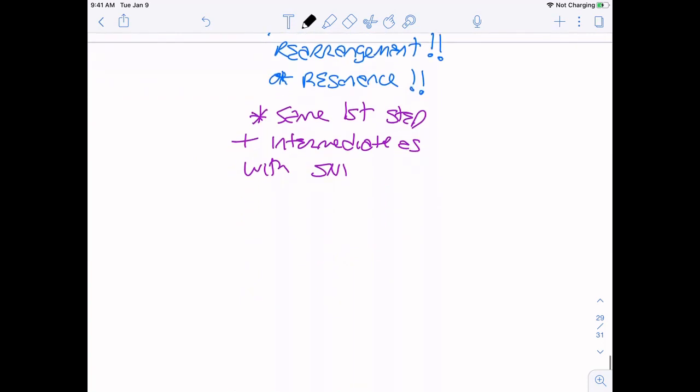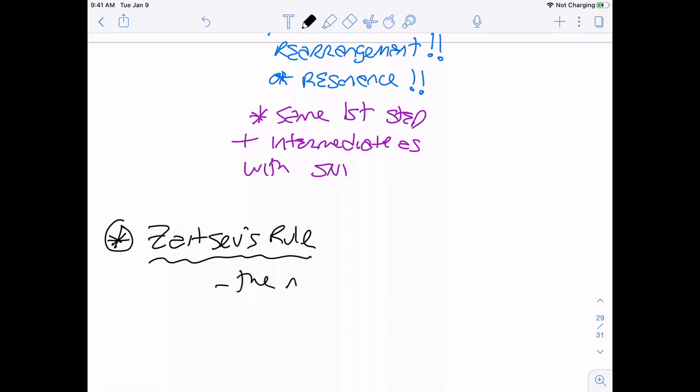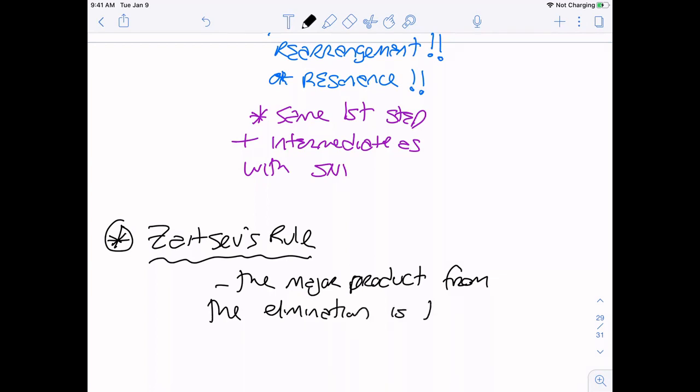I do want to look at a little bit more about the alkene product. Our product for both elimination mechanisms is going to follow Zaitsev's rule. Zaitsev's rule tells us that the major product from our elimination reaction, the one that we're going to get most of, is the more substituted alkene. Remember, we had said previously that the more substituted alkene was the more stable alkene.